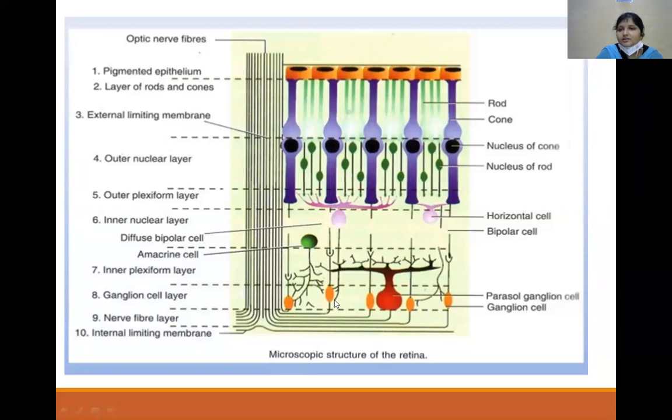Next comes the ganglion cell layer, which contains ganglion cell bodies and fibers. Next, the nerve fiber layer, that is axons of the ganglion cells. And the innermost layer is the internal limiting membrane. So these are the 10 layers of the retina.